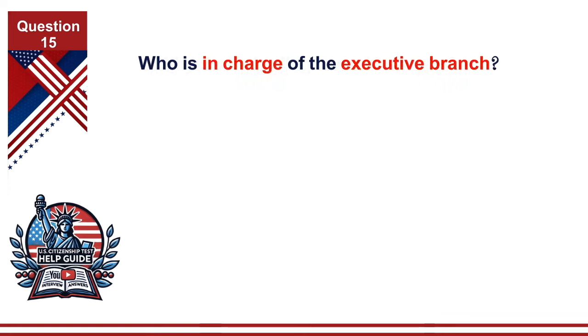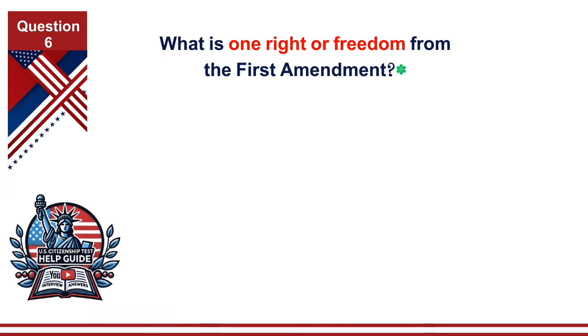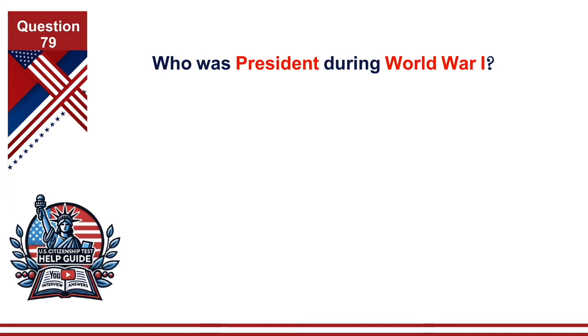Who is in charge of the executive branch? The President. What is one right or freedom from the First Amendment? Speech. Who was president during World War I? Woodrow Wilson.